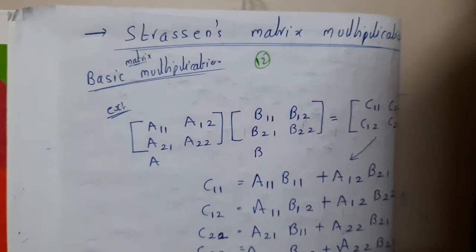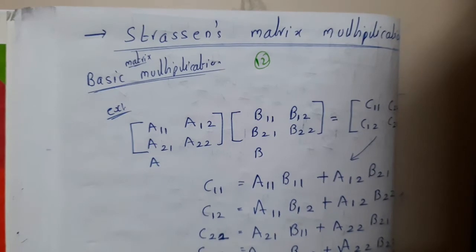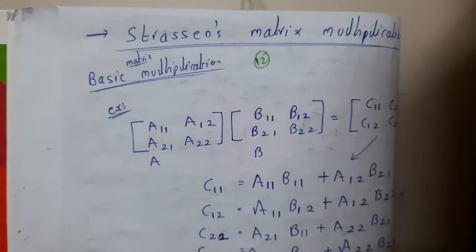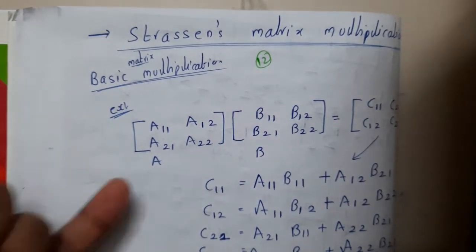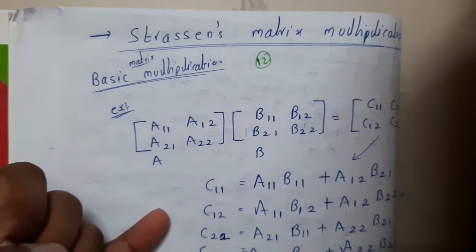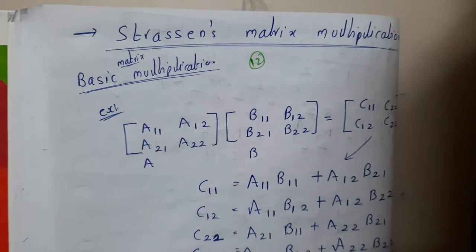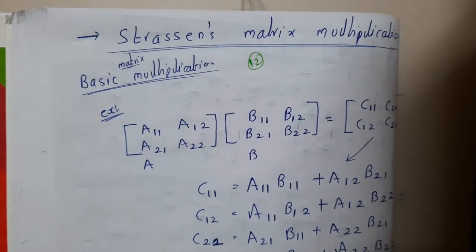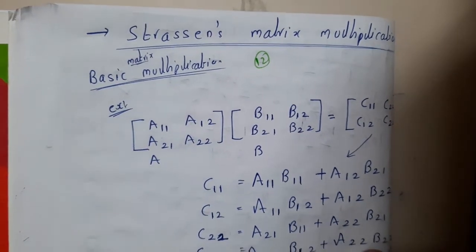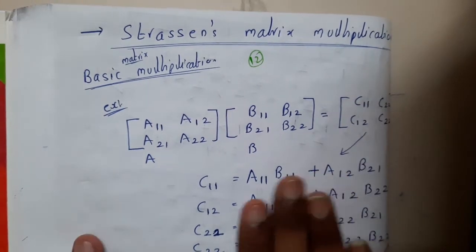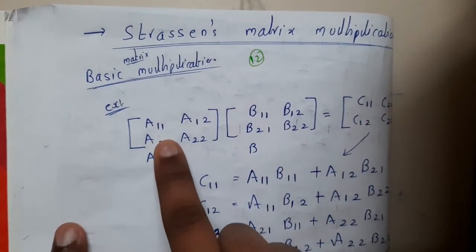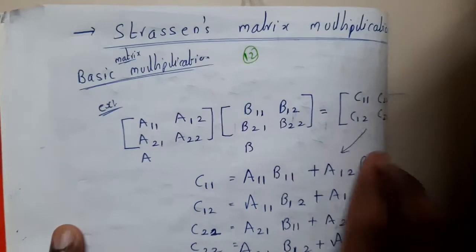In this lecture, we'll be going through Strassen's matrix multiplication. Initially, we all know how normal matrix multiplication is done, right? What is the difference between these two things, we'll be learning in this lecture. And we will be seeing how Strassen proposed his method to solve the matrix multiplication problem. Basically, the normal matrix multiplication, I hope everyone knows that.